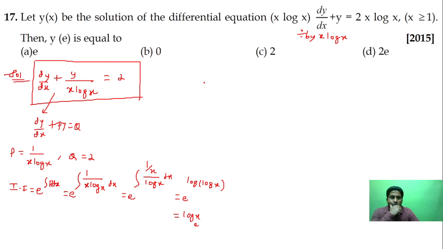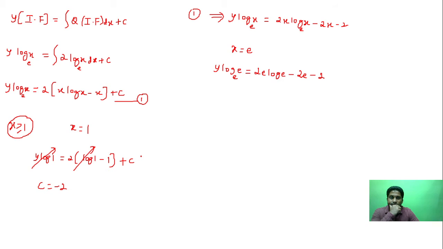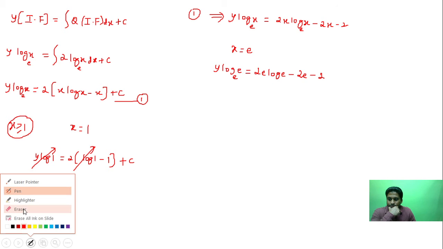If I divide by x into log x, you get RHS as 2, that's fine. So q into integrating factor, right? Q is equal to 2 x log x, x is equal to 1. If I substitute, this is 0. So c is equal to minus 2, right? C is equal to plus 2, na?